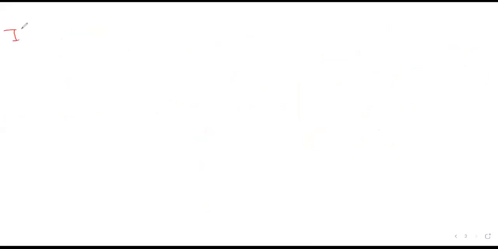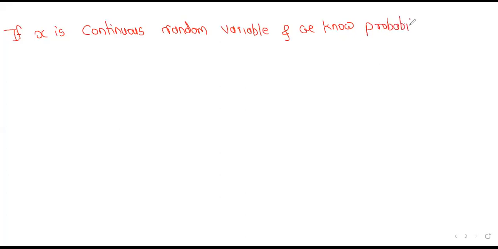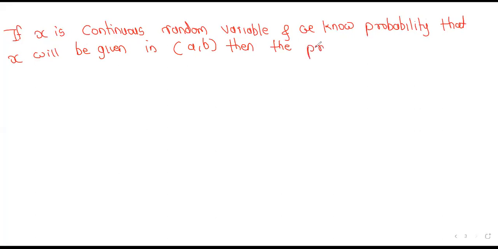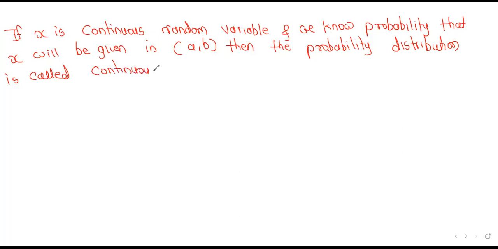If x is continuous random variable, and we know probability that x will be given in interval a, b, then the probability distribution is called continuous probability distribution.